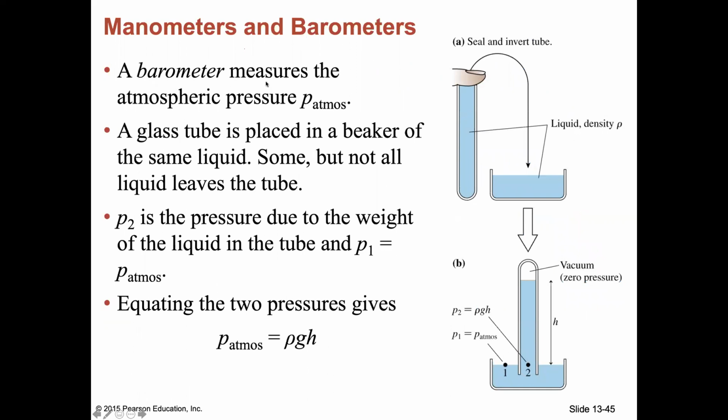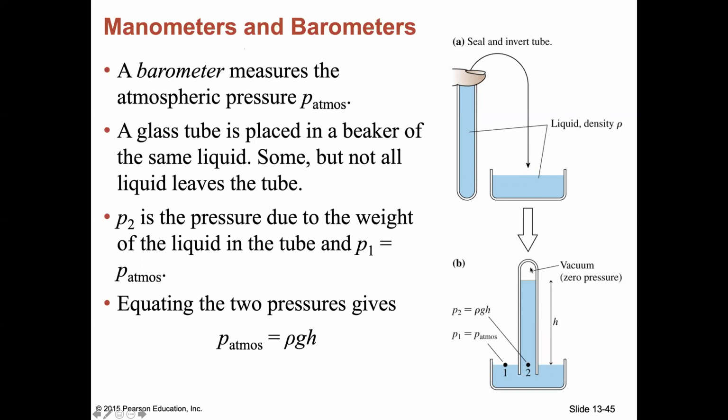A barometer measures atmospheric pressure by putting some liquid in a glass tube, and then you place the glass tube in a beaker of the same liquid in this way. Some, but not all, of the liquid leaves the tube. Then there will be some vacuum above the liquid, and there's a liquid bar.